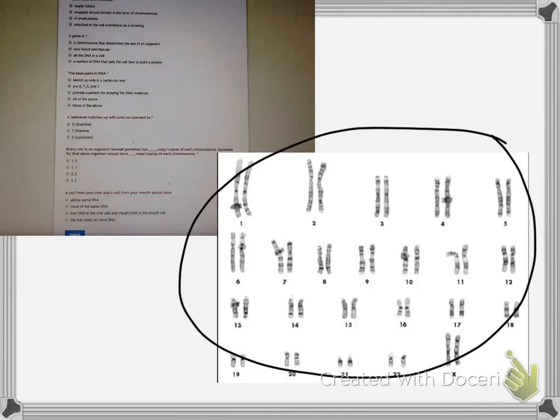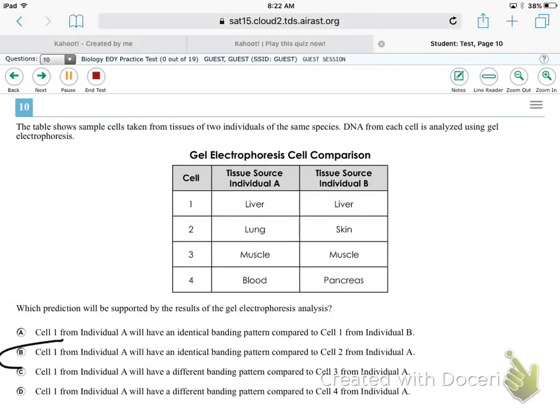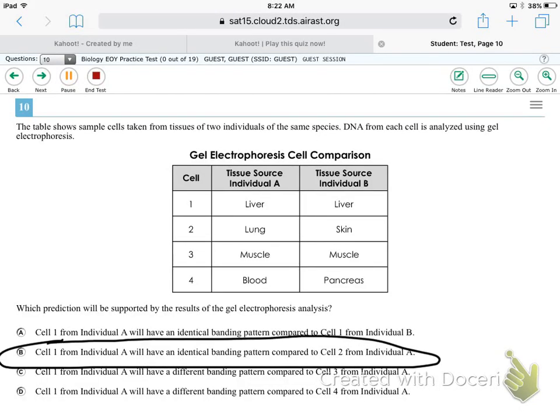And now in the last few minutes we've got left, I'd like you to go into the practice test. So what they're saying here is they took tissue from someone's liver, lung, muscle, and blood in person A, and then liver, skin, muscle, and pancreas in person B. Which prediction would be supported by the results of the DNA analysis, the gel electrophoresis analysis? The answer is B. We will pick it up on Monday.